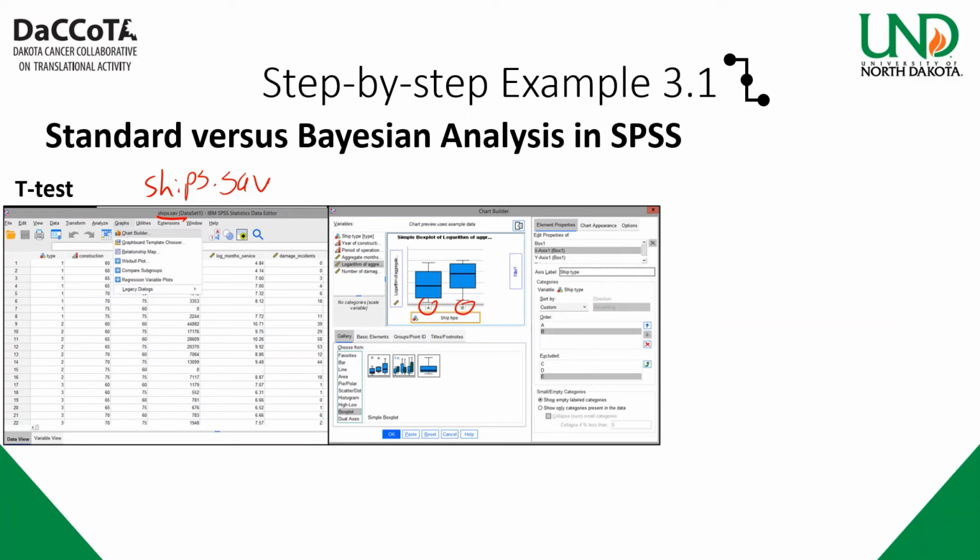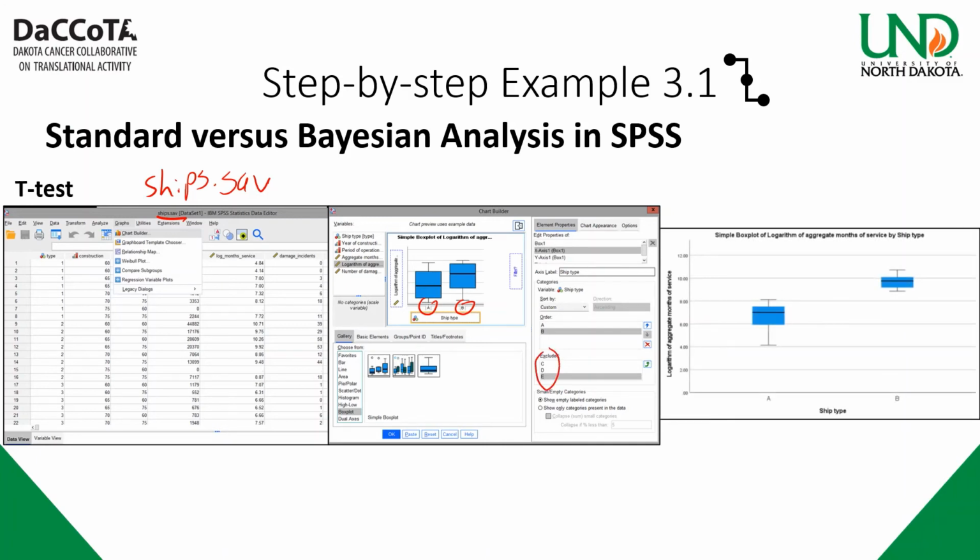To do a graph that just has 2 categories out of multiple categories, you can go over here to custom and have A and B, and then exclude C, D, and E. And so we'll get here aggregate, sorry, not damage, but aggregate months of service, and there might be a difference. B looks like it might be slightly bigger, but let's do a test to find that out.